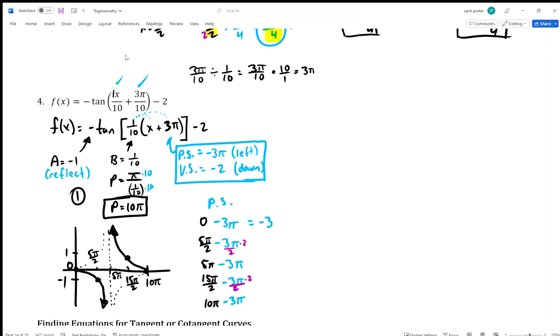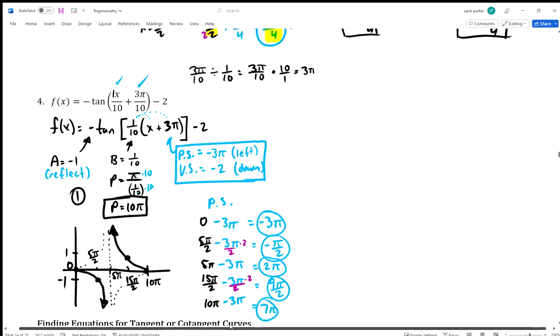So -3 pi is the new starting point for the x-coordinate of our tangent curve. Then we've got 5 pi over 2 minus 3 pi, which is 5 pi minus 6 pi, would be negative, and then pi over 2. 5 pi minus 3 pi is 2 pi. 15 pi minus 6 pi is 9 pi, and then still over 2. 10 pi minus 3 pi, that's 7 pi. Okay, so these are our new important x values that we will graph soon.